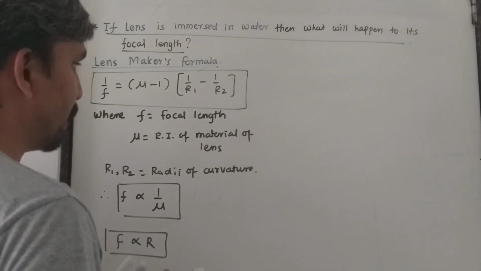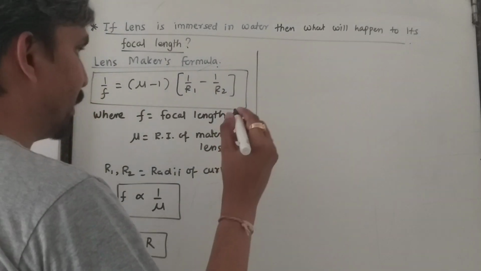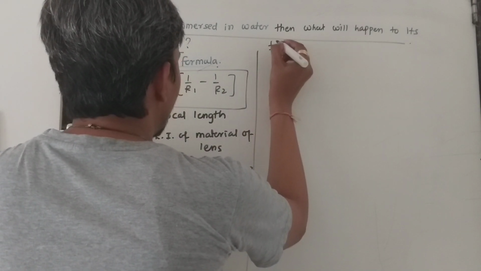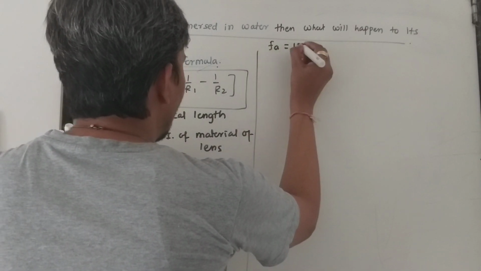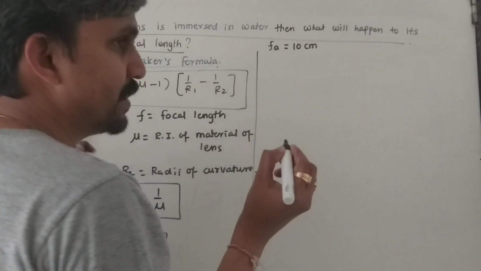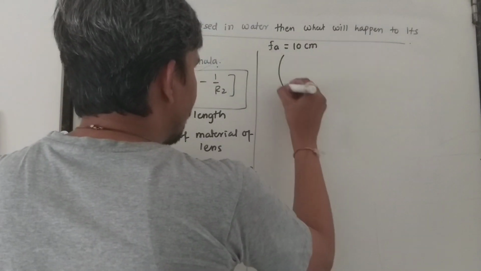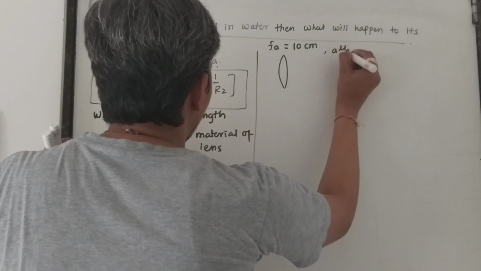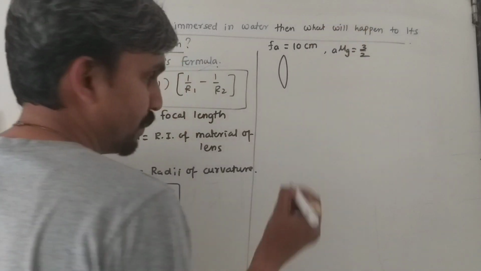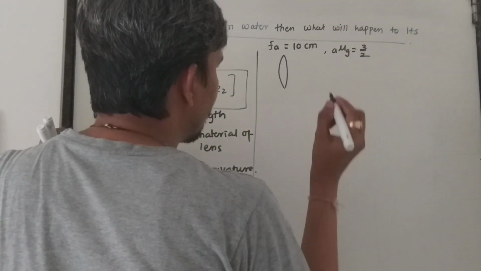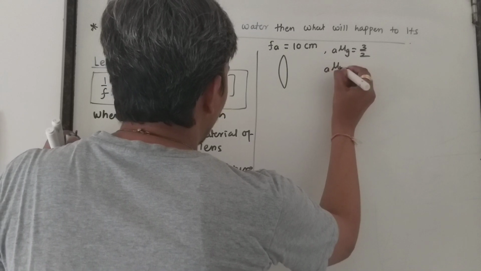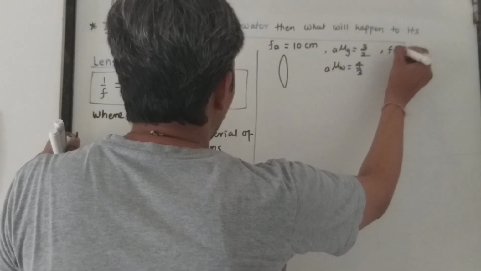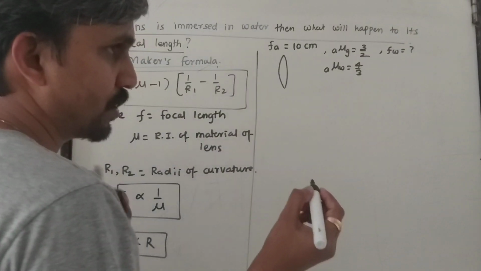But how will I prove that part? For that, we'll take one example. We assume that there is a lens which is initially kept in air, whose focal length is, say, 10 centimeter. So this is that lens. When it is in air, the refractive index aμg is 3 by 2. Now it is immersed in water, the refractive index of water aμw is 4 by 3. What we want here is the focal length of that lens when it is immersed in water.